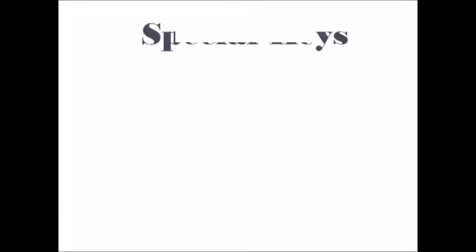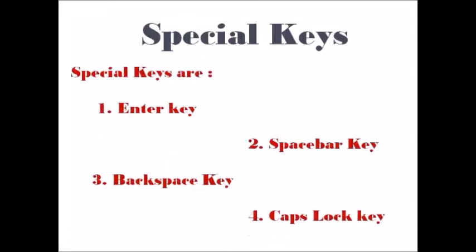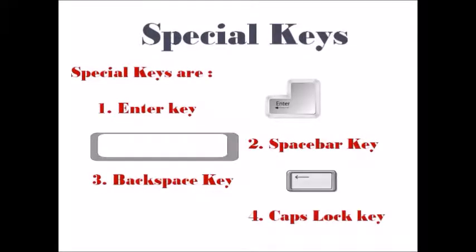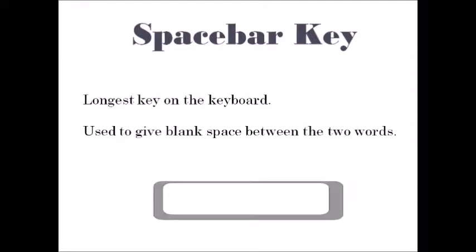So the next is the special keys. There are many special keys and each one of them has its own function. The special keys are the enter key, spacebar key, caps lock key, and the backspace key. So let's see it one by one. First, the spacebar key. This is the longest key on the keyboard, and the spacebar key is used to give a blank space between two words.